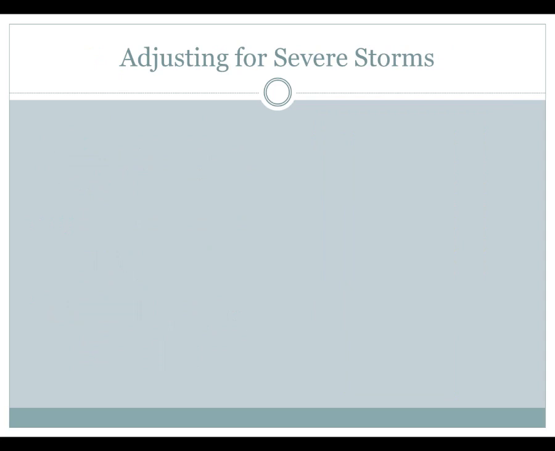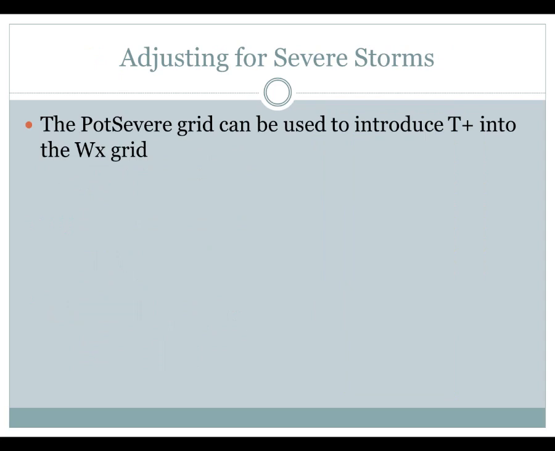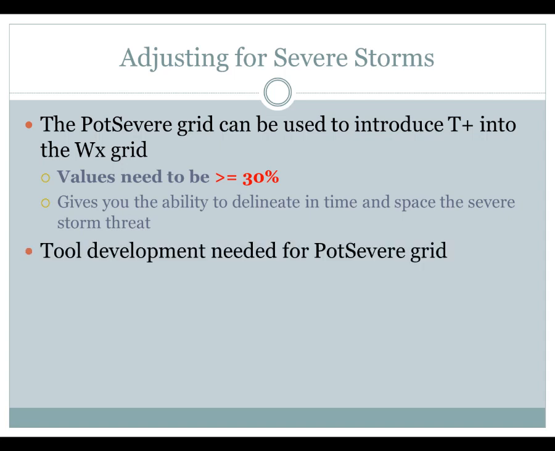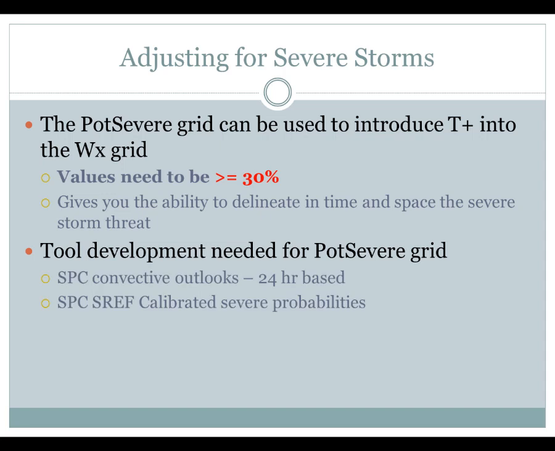So now here's adjusting for severe storms. The POT severe grid is available, which can be used to introduce T+ into the weather grid. Note that the values in this grid need to be greater than or equal to 30%. It gives you the ability again to delineate in both time and space where the severe storm threat would be. There's still tool development needed for the POT severe grid.